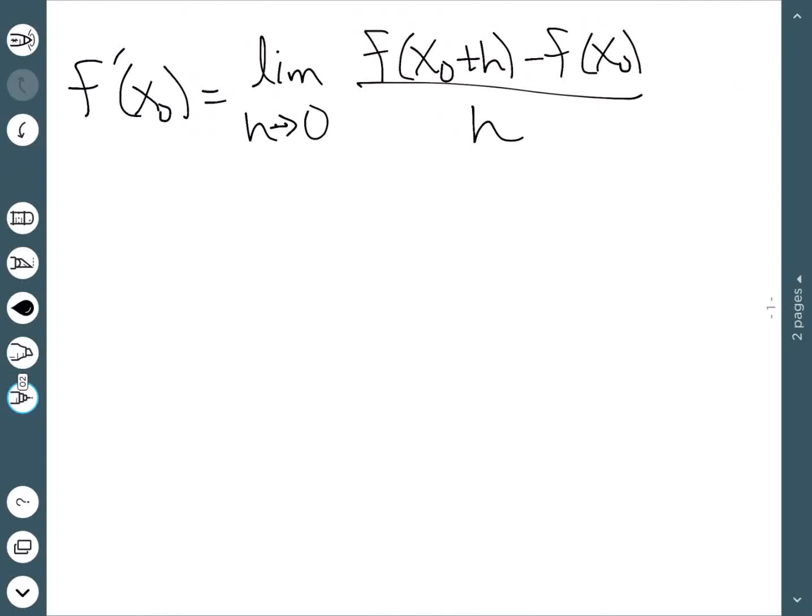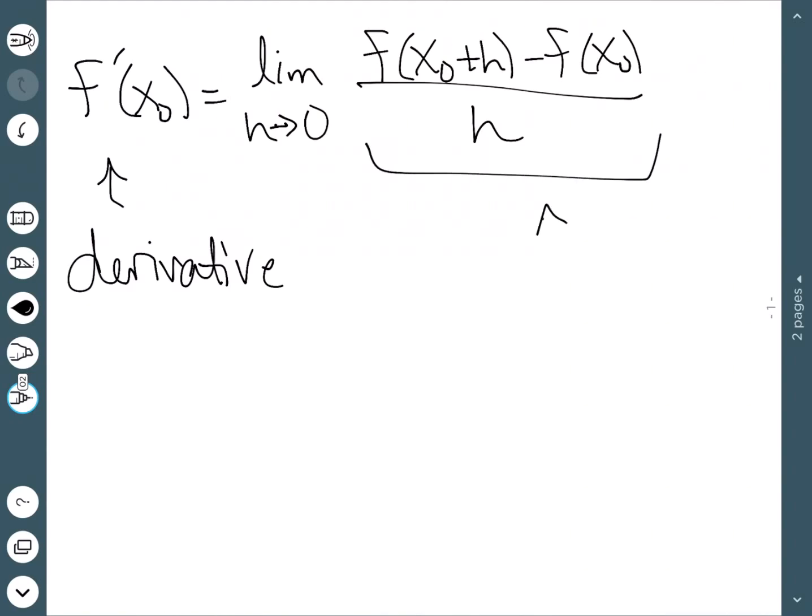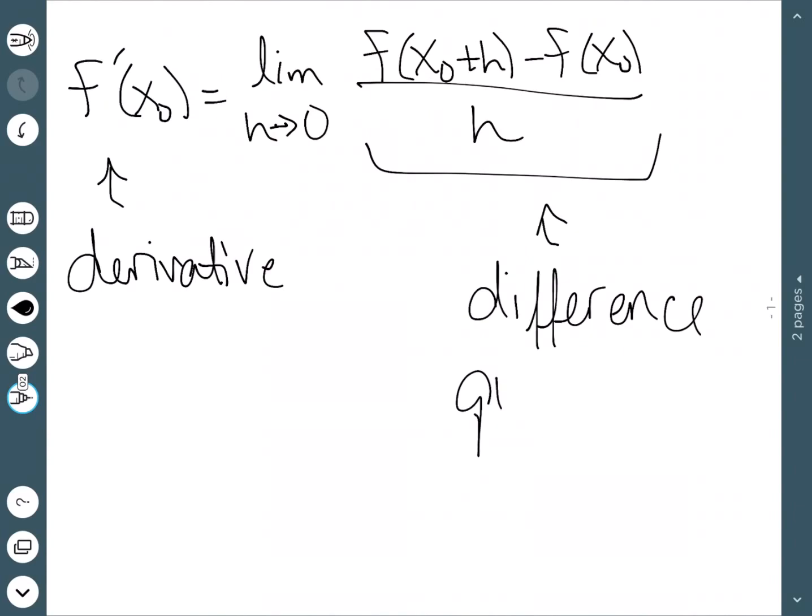Last video, we defined a derivative using this formula. f prime of x0, which is our notation for derivative, is the limit as h approaches 0 of f of x0 plus h minus f of x0 all over h. And this thing right here is called the difference quotient. So this is how we defined the derivative. And now we'll do some examples to look at showing exactly how this works.